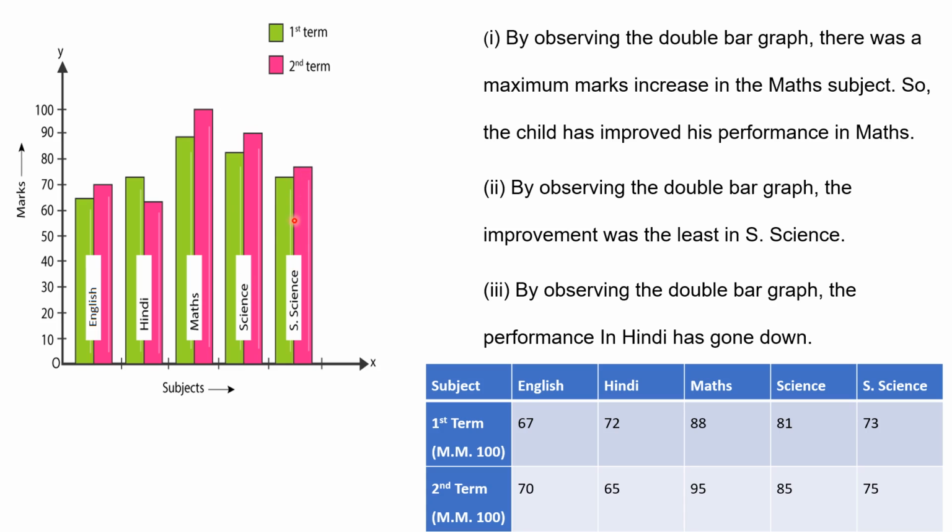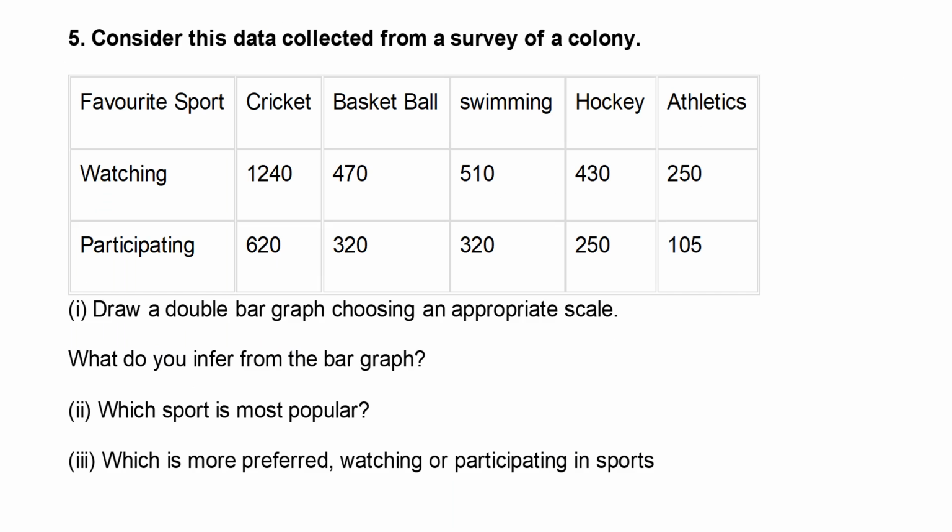So here you have to select 2 colors so that comparison is easy. Just keep in your mind that between the subjects leave one box, but between the terms, first term and second term marks, don't leave any gap. Continuously you have to draw 2 bars without leaving any boxes in between. Clear? I hope you understood how to draw the double bar graph.